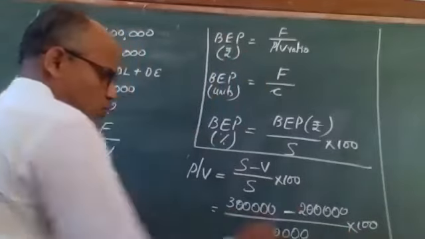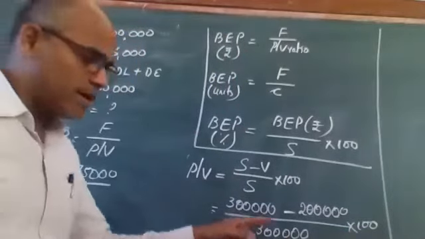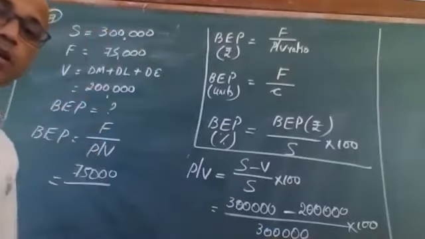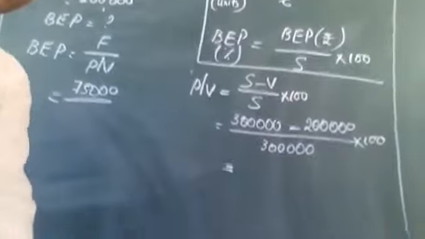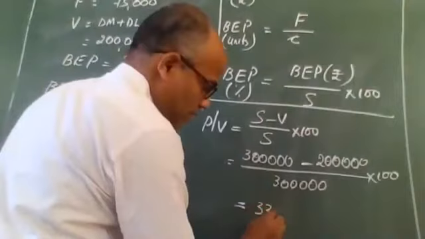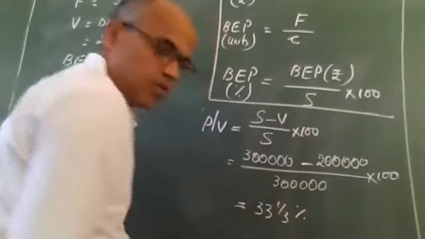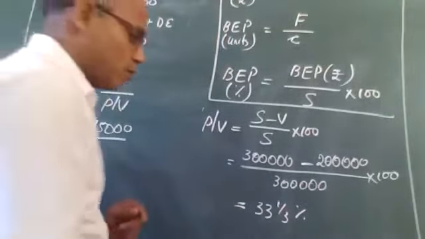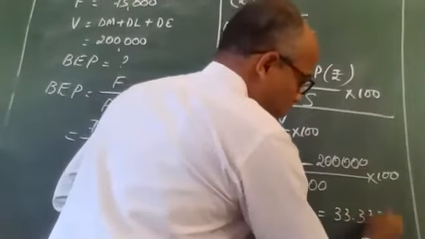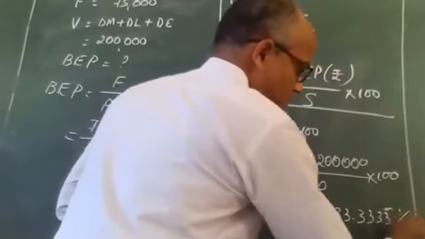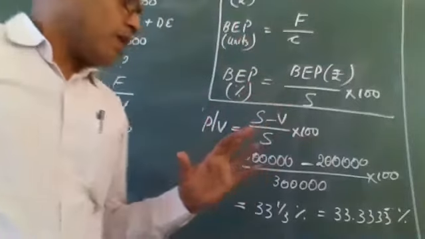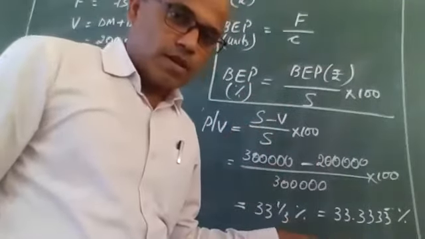So 3 lakhs minus 2 lakhs is 1 lakh. 1 lakh divided by 3 lakhs. It is 1/3. 1/3 is nothing but 0.333333, right? So how do you write it? 33 and 1 by 3%. If you want, you can write it as 33.3333%. This is okay.